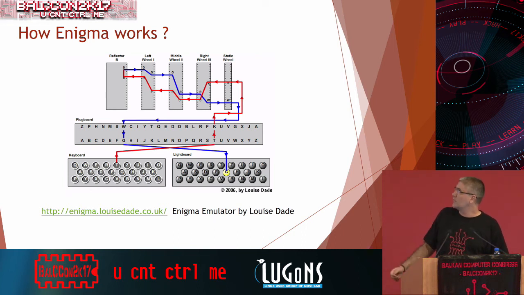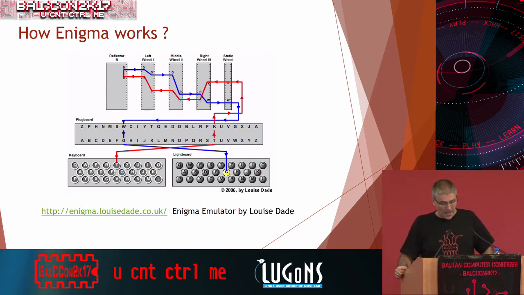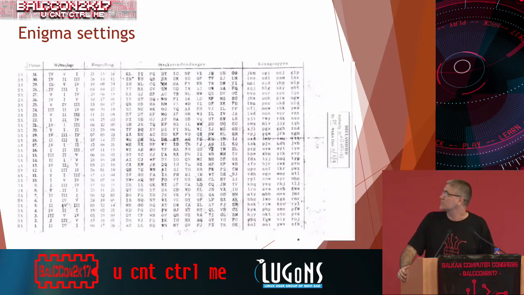So we have the signal, the red signal, going through, and you see that it goes through all the wheels. Then there is a reflector, which does basically the same thing, but the information goes back to the first wheel. Then we have the propagation back to the beginning, and the light goes on. There is a link down there to an online JavaScript implementation of this Enigma machine, which we use as a reference, basically to get knowledge of how it really works.